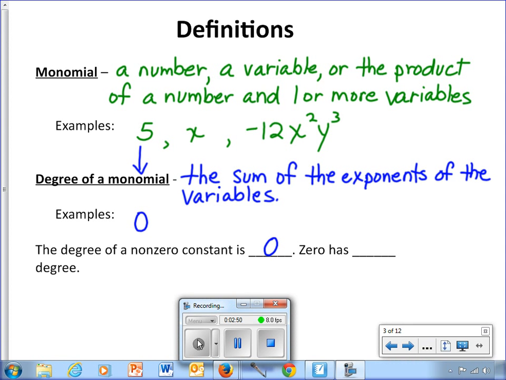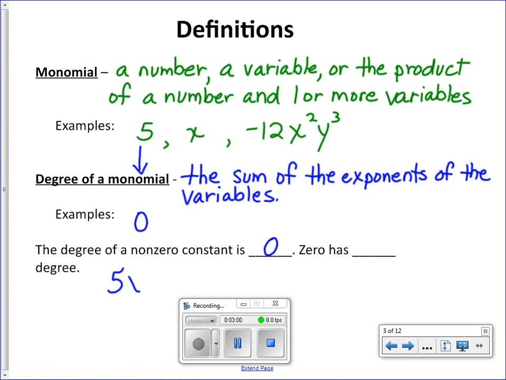The reason that the degree of 5 is 0 is that 5 could be written as 5 times x to the 0 power. And as you know from the last chapter, x to the 0 power is equal to 1. So 5 times 1 is simply 5. And that's the same as our example up here. And so the exponent has a 0 in it, and that's why its degree is 0.